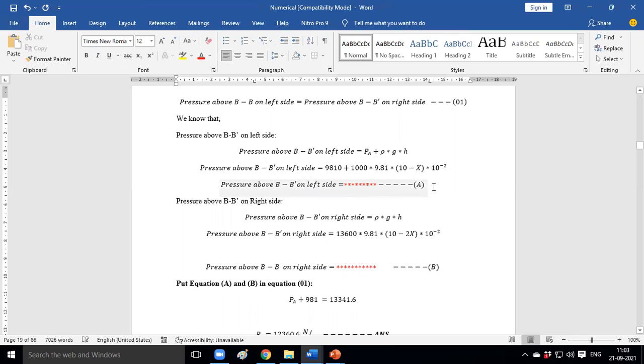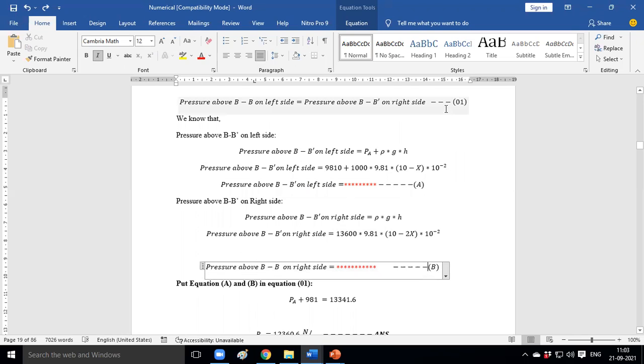Then again put equation number A and equation number B in equation number 1. Why do we need to put equations A and B in equation number 1? Because the pressure above BB dash on the left side is equal to the pressure above BB dash on the right side. This is the equation for above BB dash on the left side, and this is the equation for above BB dash on the right side. That's why these two equations are the same.